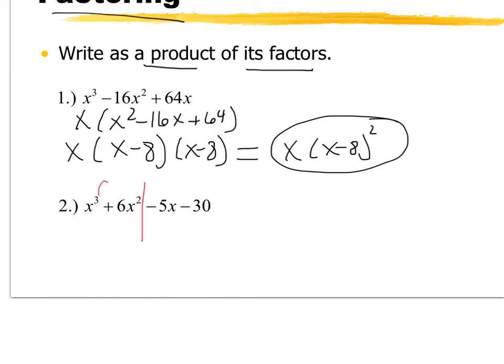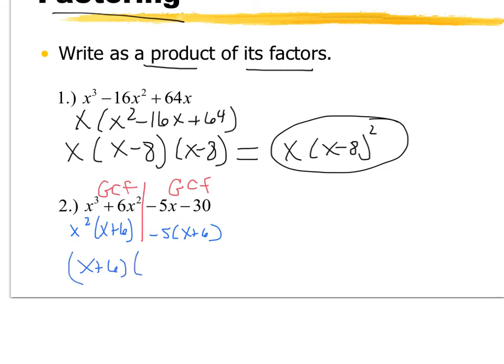And I'm going to look for a greatest common factor on both sides. That doesn't look very good, so let's rewrite that. GCF. Okay, so on this side, I notice that the greatest common factor is x squared. So pull out an x squared, I'm left with x plus 6. I pull out a negative 5, I'm left with an x plus 6. Now the common factor in this is x plus 6. So I can pull that out, and I'm left with an x squared minus 5.